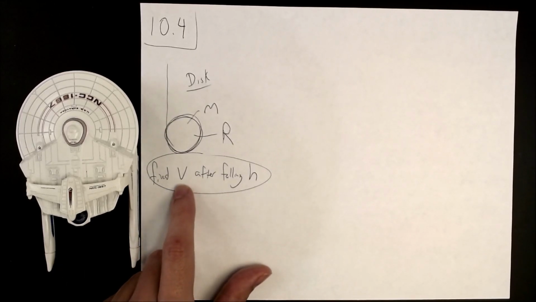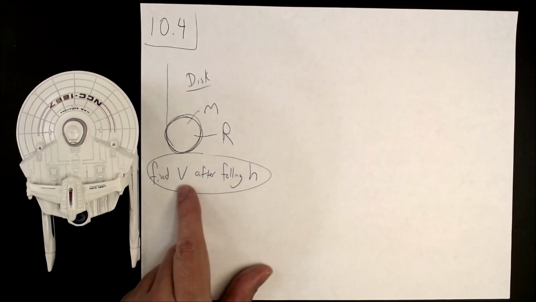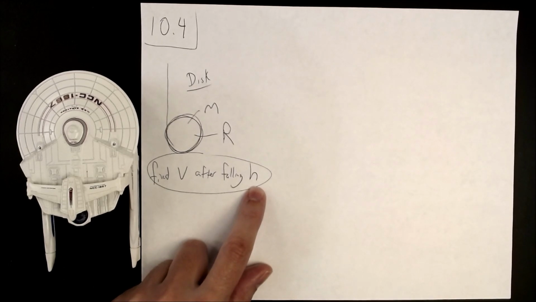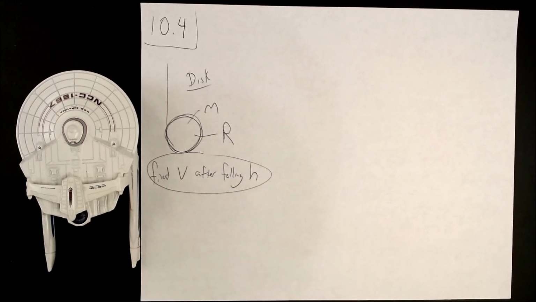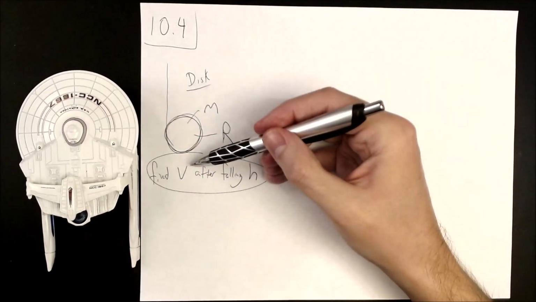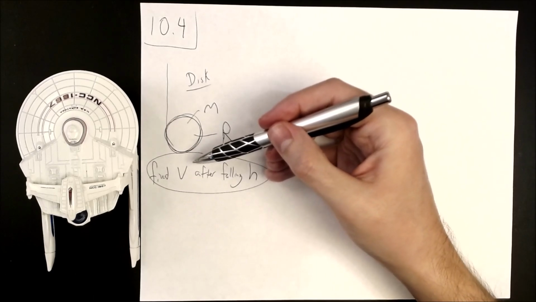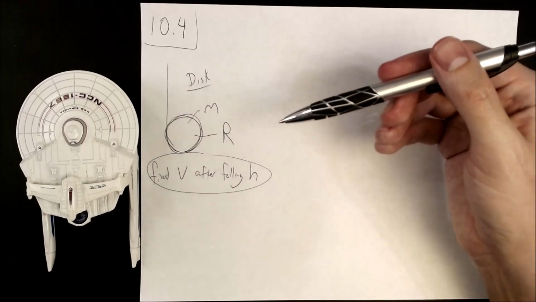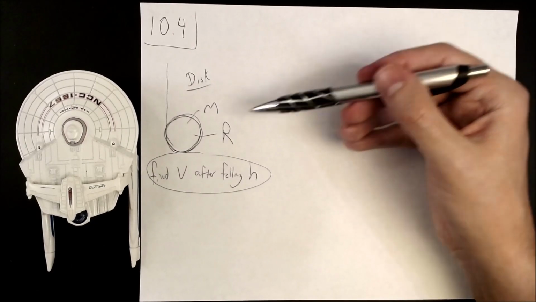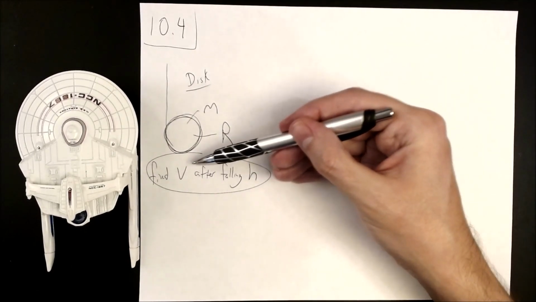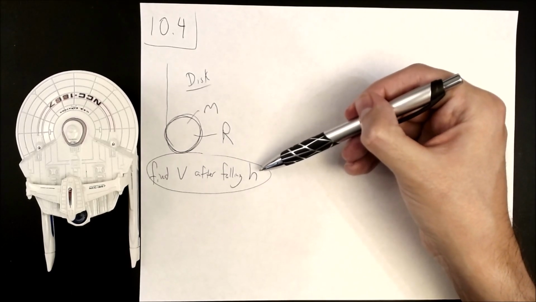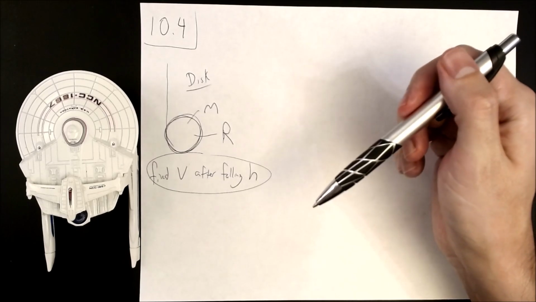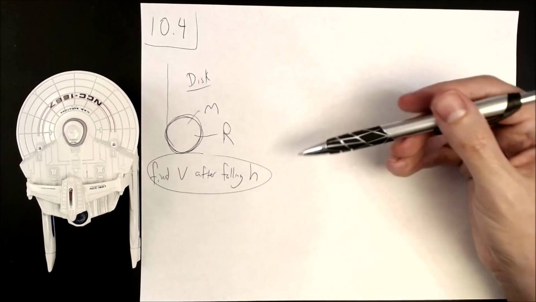I hope you can see from these hints, we're trying to find a v after falling h. That's probably going to mean that we need to use energy here. If we're finding a velocity, that's much more likely to be an energy problem. If we're finding acceleration, it's much more likely to be force or torque. But velocity, especially a velocity after falling a certain height, is much more likely to be an energy problem, because you can find energies really easily.